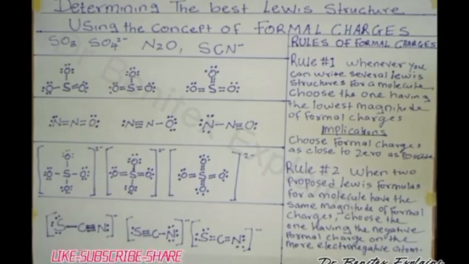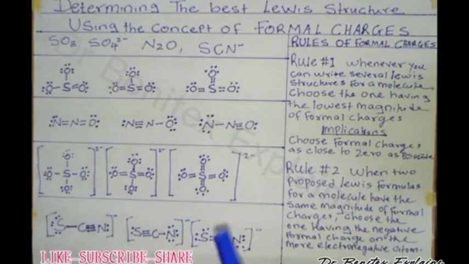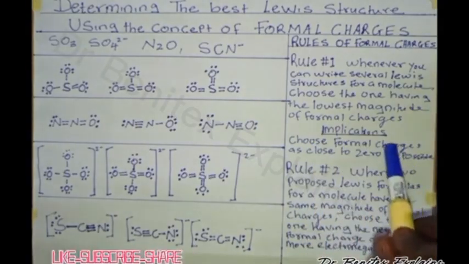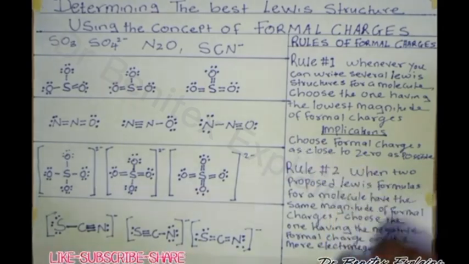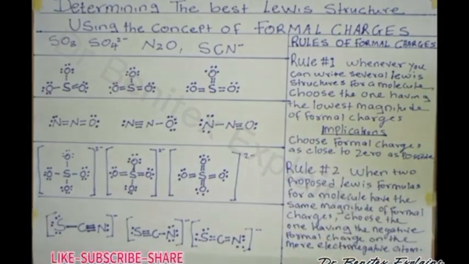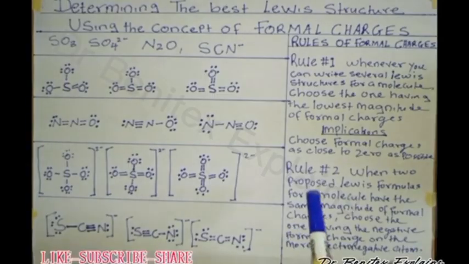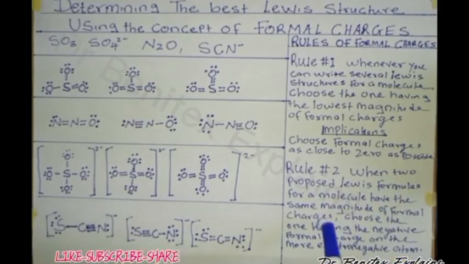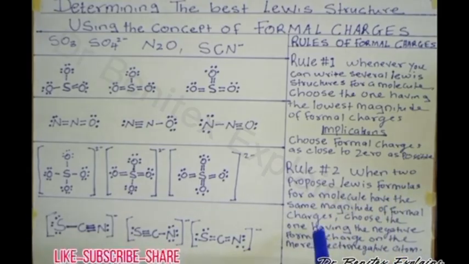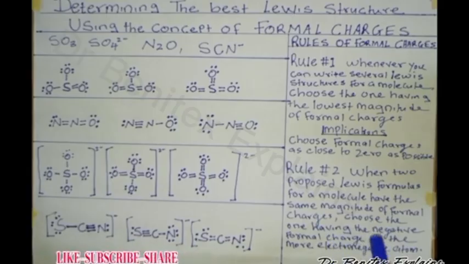So what is the implication here? This implies that you should choose formal charges as close to 0 as possible. Now rule number 2 says when two proposed Lewis formulas for a molecule have the same magnitude of formal charges, choose the one having the negative formal charge on the more electronegative atom.